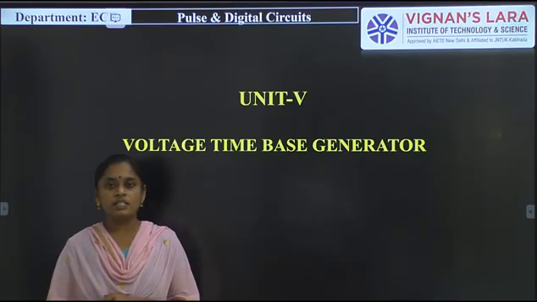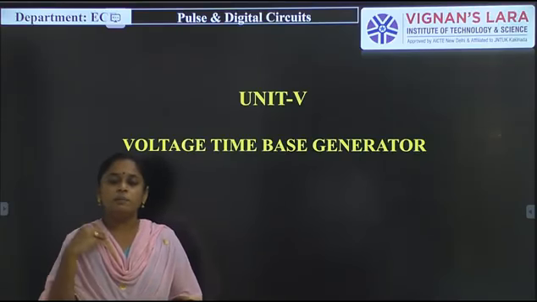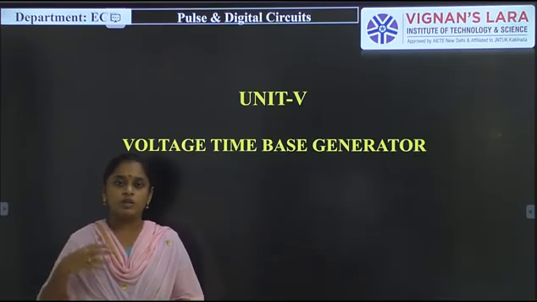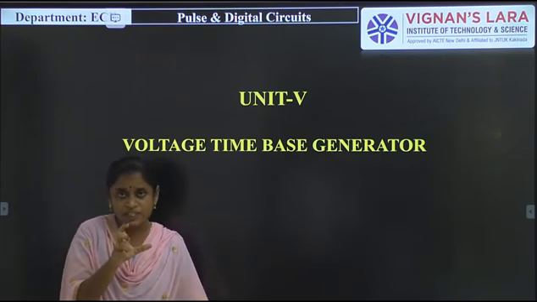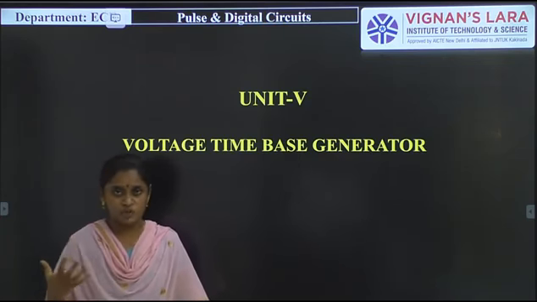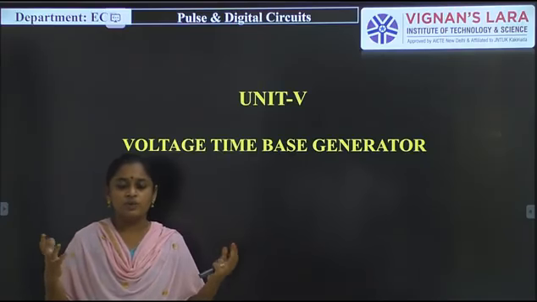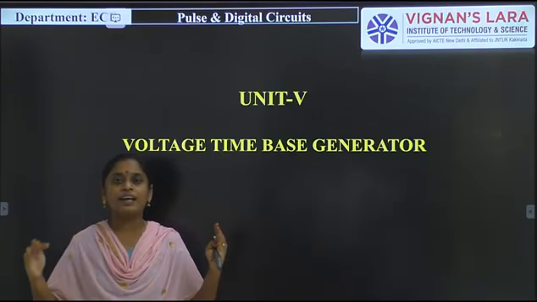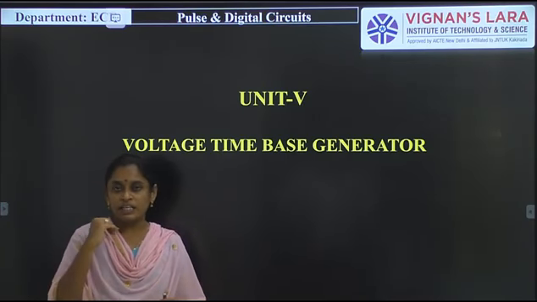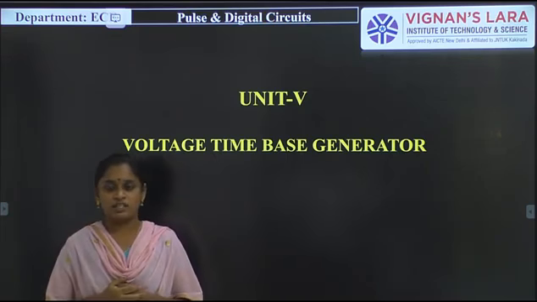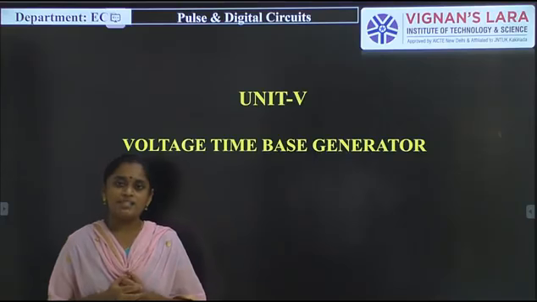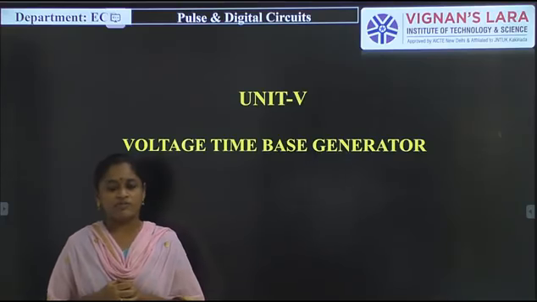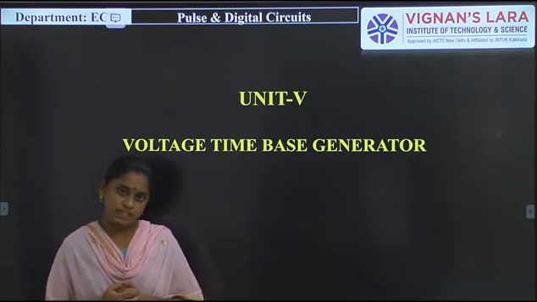As we already discussed, the Miller circuit is an exponential circuit. Here the Miller circuit input is a step signal and output will be a ramp signal. It is used for conversion of a step signal to a ramp signal. So a Miller circuit is a voltage time-based generator circuit. At the same time, the advanced version of the Miller circuit is the Phantom circuit. Here the input signal is a step pulse signal and the output signal will be a ramp signal.